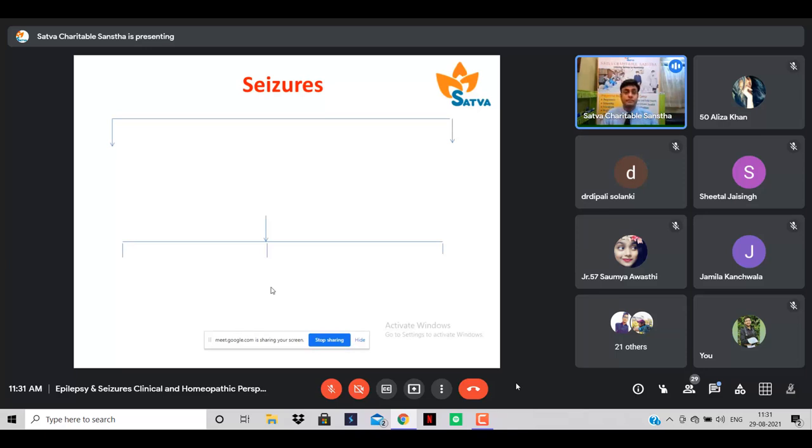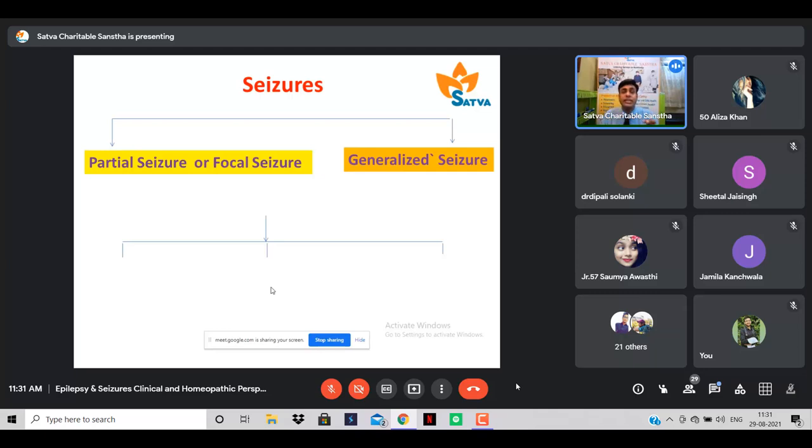Let us proceed further. The seizures are divided into different categories. First category is a partial seizure or a focal seizure. As I have already discussed in the earlier photograph, here the abnormality is very, very localized, in a small portion of the brain. And that's why whichever portion of the brain there is an abnormality, the same portion is getting abnormal movements. That is how it is known as partial seizure, because it is very, very focal, local. And that's why it is labeled as partial seizure.